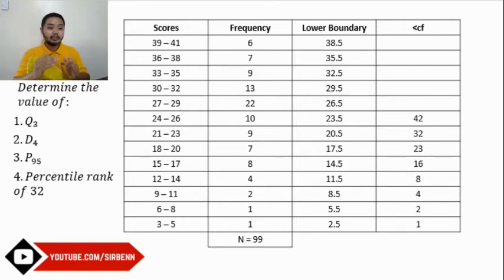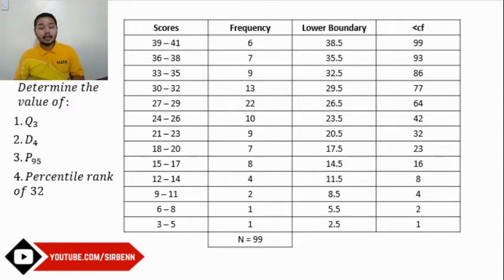So, ang ginagawa lang natin dito is, para makuha yung susunod, i-add lang natin yung frequency sa taas niya. 42 plus 22, that would be 64. 64 plus 13, that would be 77. 77 plus 9, and that would be 86. 86 plus 7, that is 93. And 93 plus 6, that would be 99.